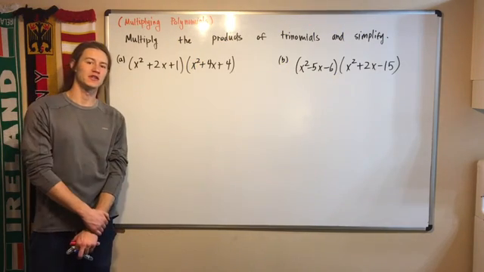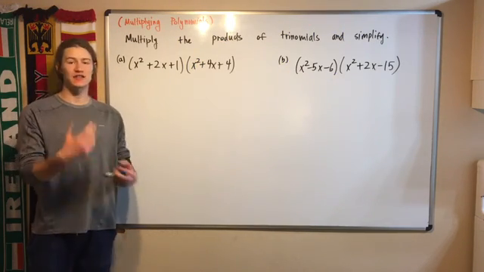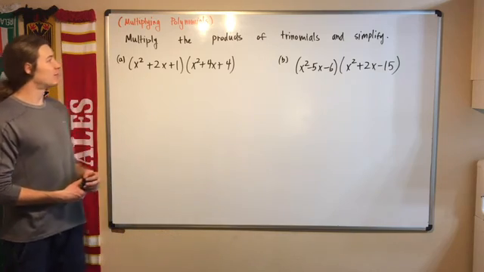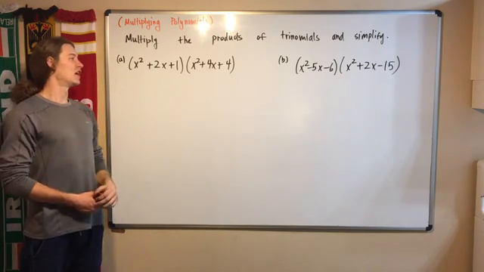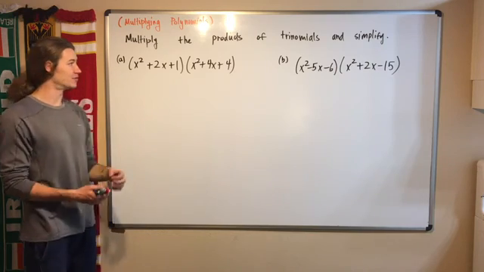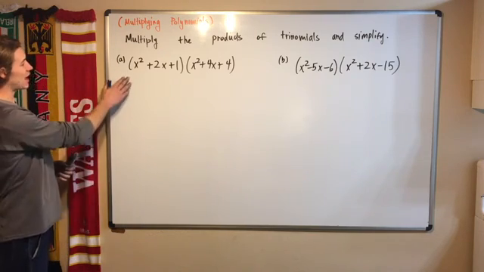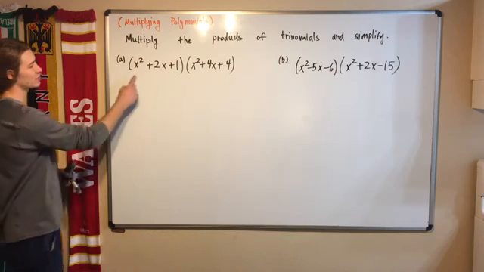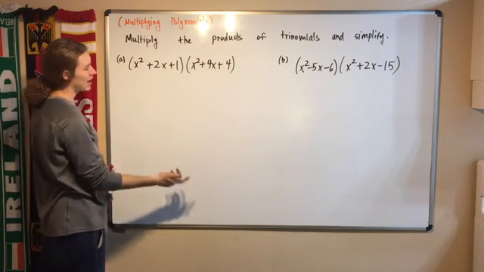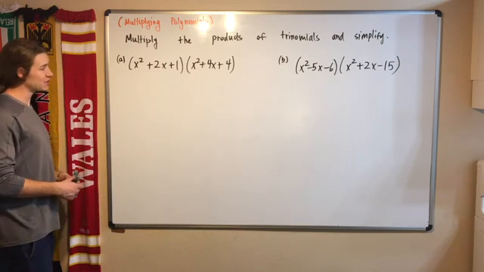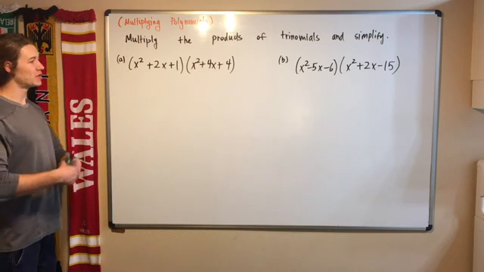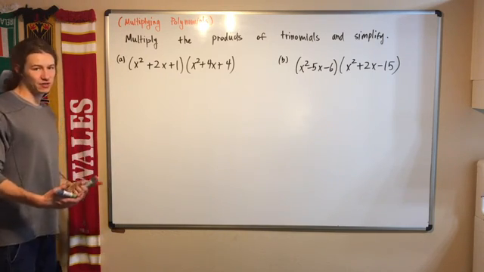The next problem I want to discuss has to do with more practice multiplying polynomials. But in this case, we're going to do the product of two trinomials, or two polynomials of 3 terms each. So let's look at part A. We have the product of x squared plus 2x plus 1 and x squared plus 4x plus 4. So how would we solve a problem like this? The way we'd solve any polynomial multiplication problem.